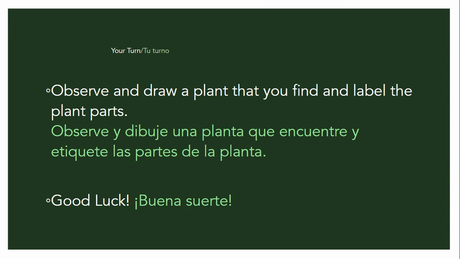Your turn. It's your turn to find some plants. I want you to go and observe and draw a plant that you find and label the plant parts. It's a good time to pull out your pencil and paper and get searching. If you don't want to bring your paper and pencil with you outside, that's okay, but bring something that you can take a photo of the plant with.